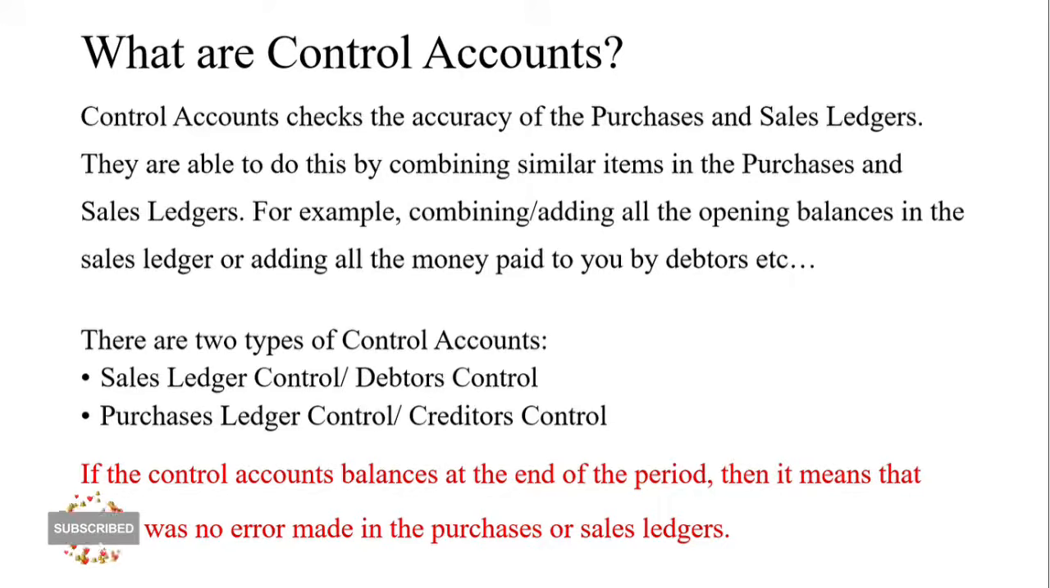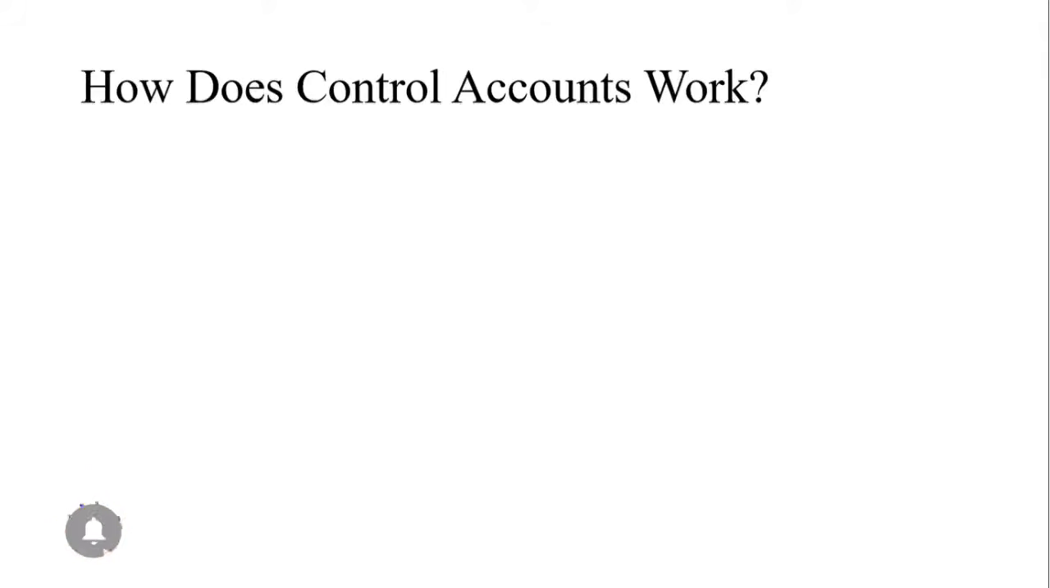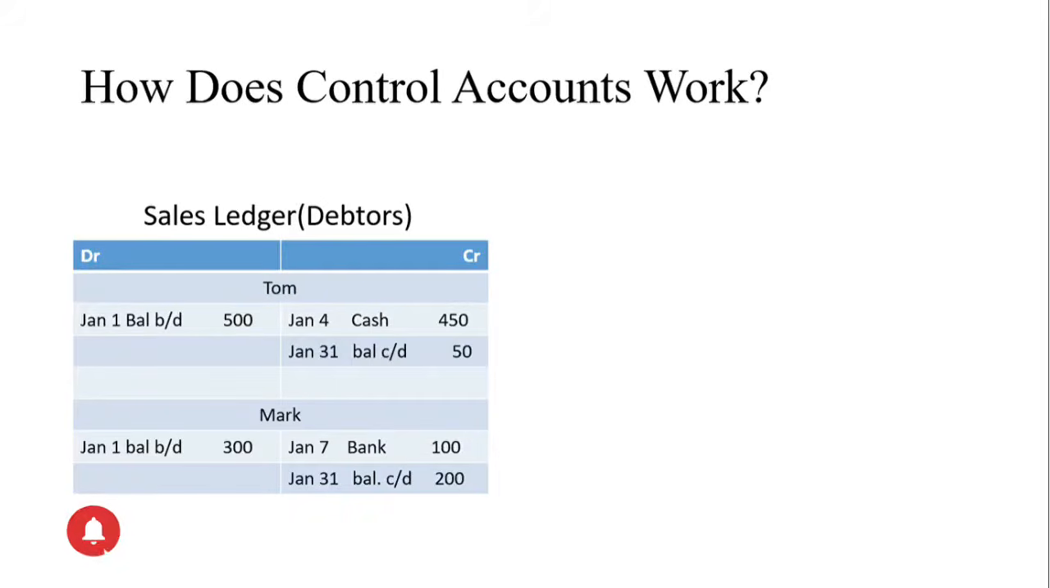So let's get right into it. How does a control account work? Let's take, for example, you have a sales ledger. So this is my simple sales ledger, and remember that the sales ledger has the debtors accounts. And if you don't remember much about the sales ledger, you can check in the description below. There is a video there that I did about the books of original entry.